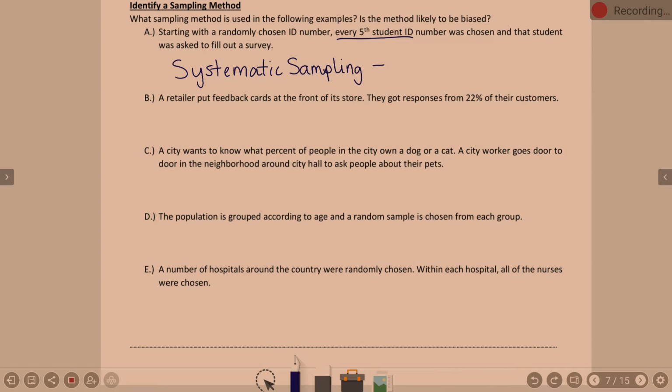Not biased, is that what was said? Because it seems pretty random, doesn't it? Every fifth student ID number was chosen. It's not like I'm picking from a group. This is just in general, every fifth student ID number. So I would agree and say, I just used the word unbiased. If you'd prefer to say not biased, go for it. However you want to write yours on your paper.